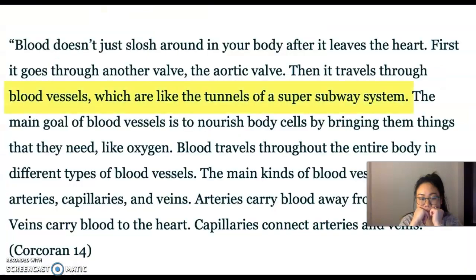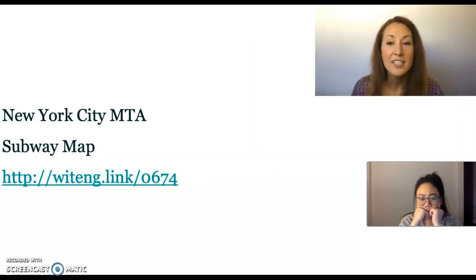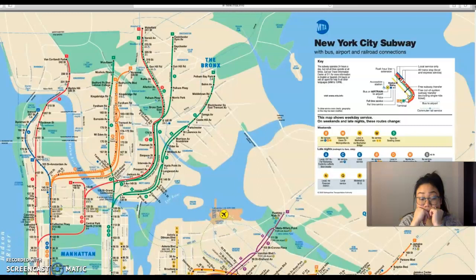Now let's think about our second question. Why does the author say blood vessels are like tunnels of a super subway system? In case you've never been on a subway, let me show you what the New York City subway map looks like. Here's the New York City subway system. Each line here represents different subways, different trains that travel around the city. I want you to take a moment to look over this and think about how this is like the circulatory system.